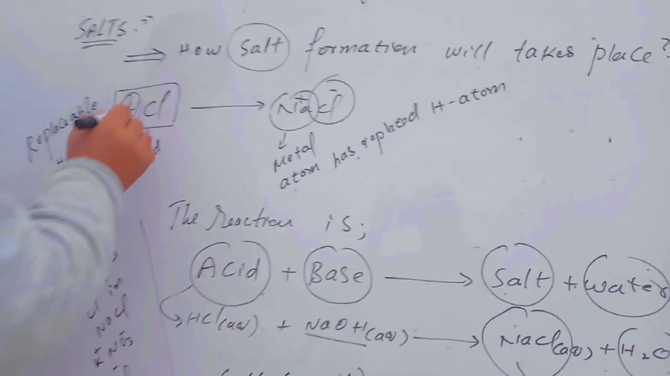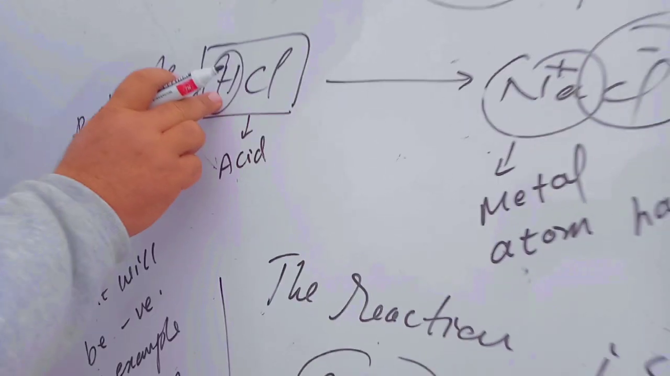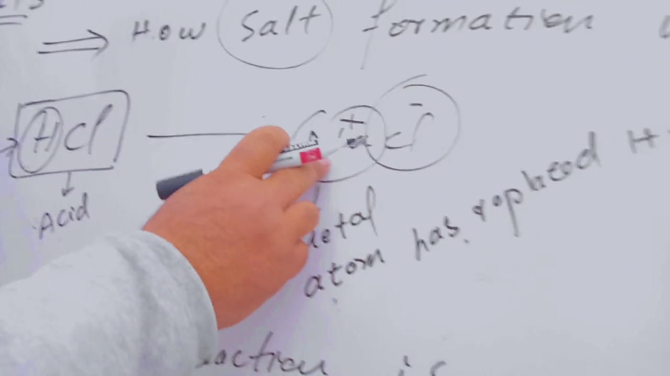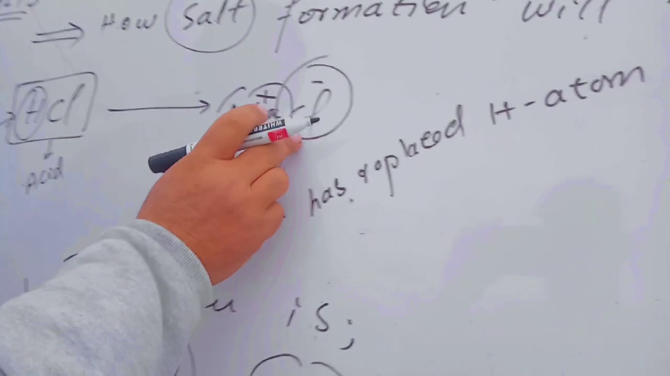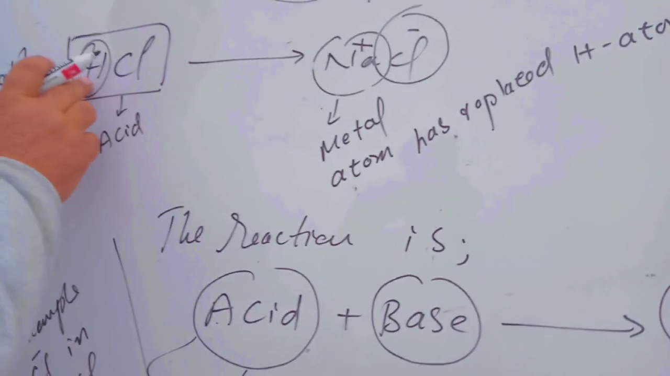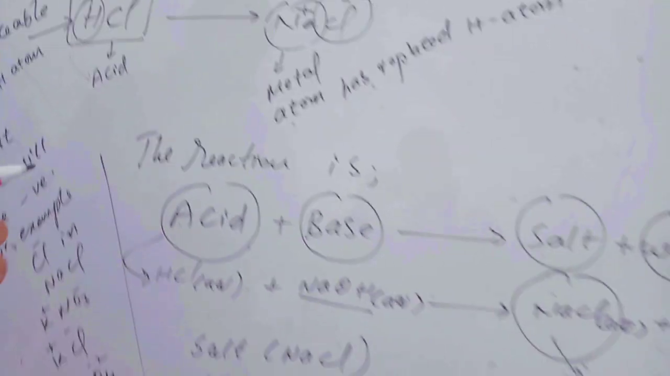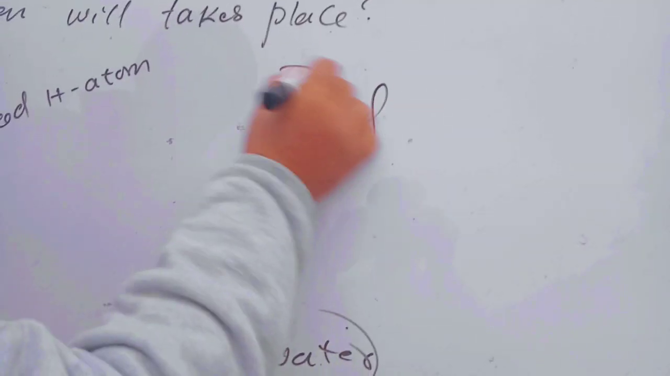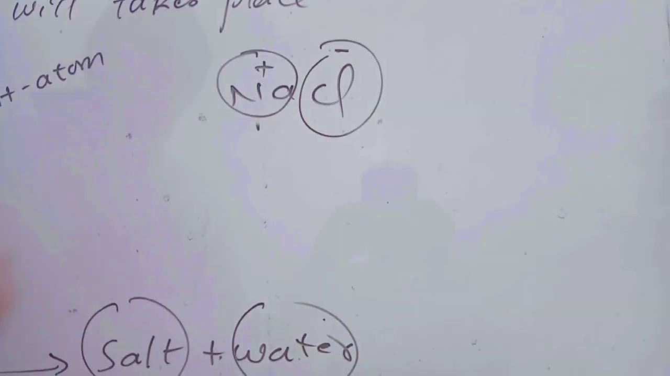Now, how will salt formation take place? You see that this is HCl, which is an acid. The hydrogen in this acid will be replaced by the positive metal ion in the sodium chloride, and the chloride will be at its own place. Now, this hydrogen will be replaced by the sodium metal. The first part in the salt will be positive, and it will be a metal, and the second part will be negative.